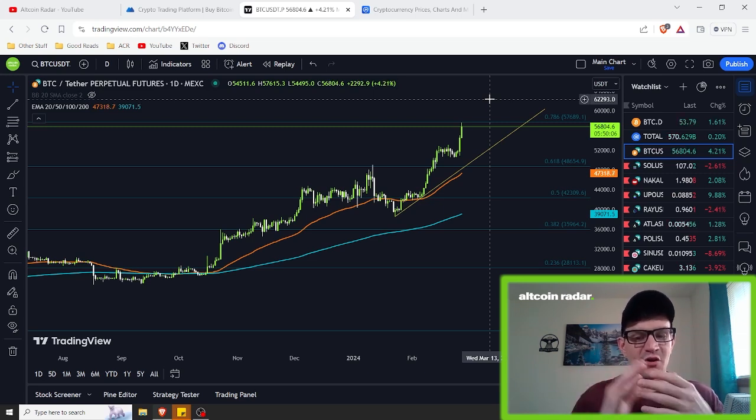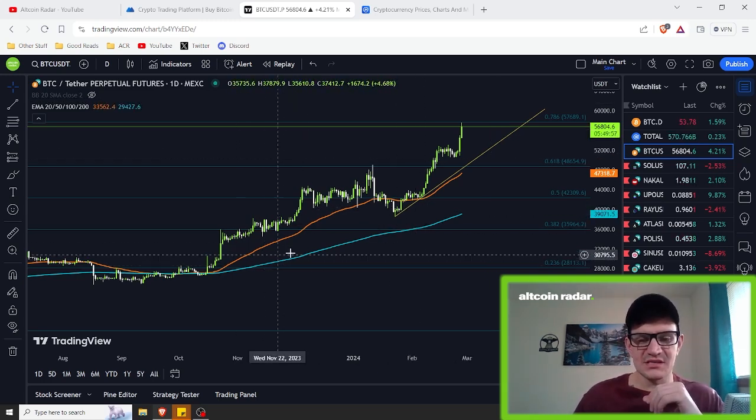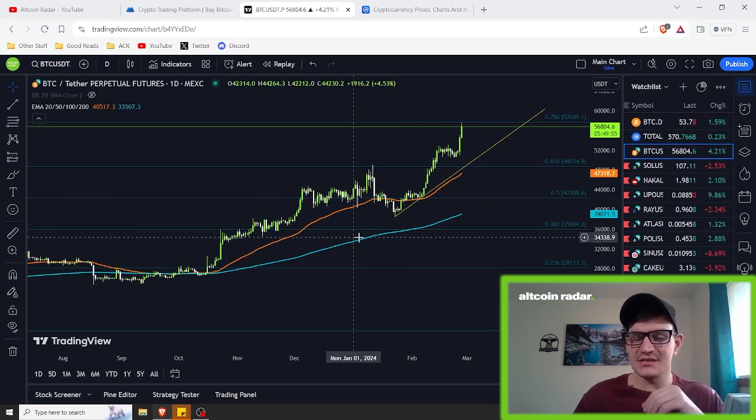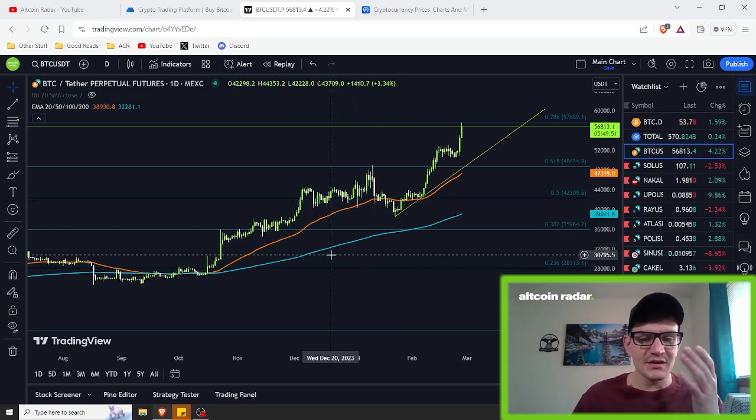In addition, the slope of the EMA can also provide clues about the strength of the trend as well, okay? So here's an example. You can see that the slope here of the trend is not exactly that steep, but it is pretty steep.